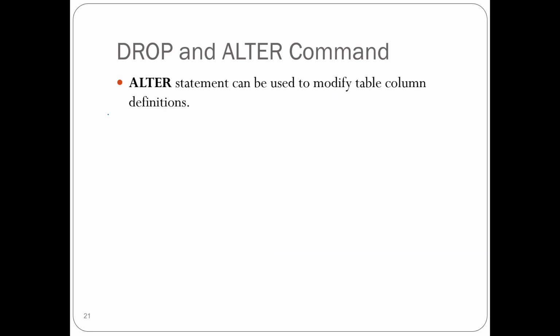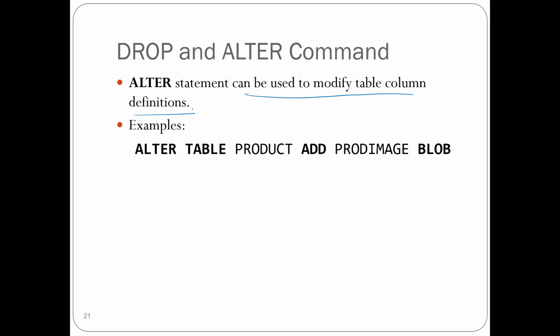Let's look at another interesting command, which is alter. The alter statement can be used to modify table column definitions. So how? Let's look at some examples. You can alter a table. Let's look at the first case. You will say alter table product. And how are you altering it? You're adding one more column. So you can change the table definition by adding more columns in there.